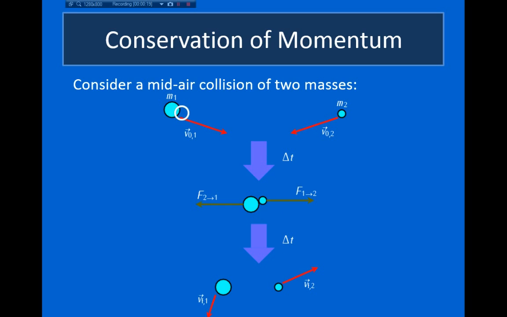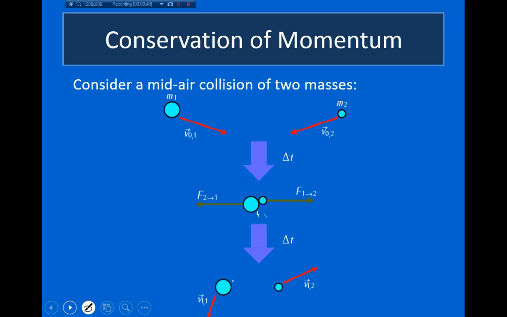Initially we have mass 1 on the left, which is moving to the right, and mass 2 on the right, which is moving to the left. Now after a certain amount of time passes, the two masses collide. So mass 2 exerts a force on mass 1, and mass 1 exerts a force on mass 2. And then still some time later, the two masses are moving off in different directions.